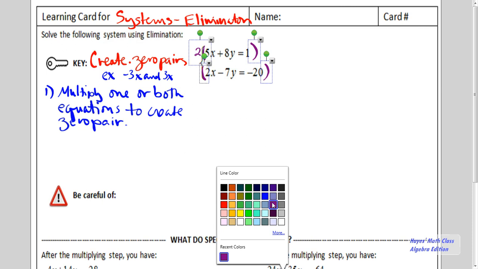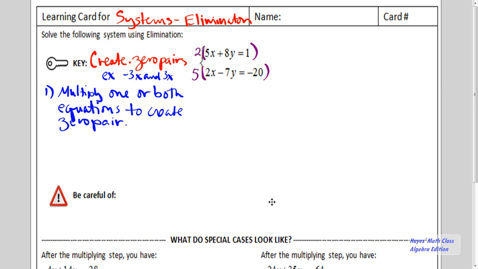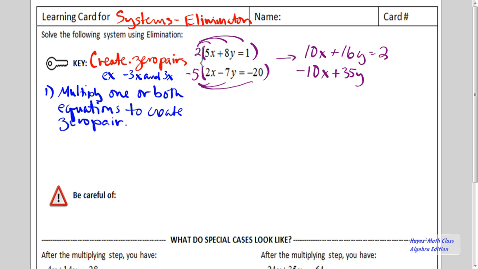So I'm going to multiply the top through by 2, I'm going to multiply the bottom through by 5, because when I do that, I'm going to get 10x in both. Now the thing is, we want a zero pair. We want them to be opposites. So I'm going to make the bottom one negative. And so when I multiply all this through, writing them over on the side oftentimes is an easier way to organize things. 10x plus 16y is going to equal 2. When I do it on the bottom, notice I get a negative 10x plus 35y is equal to 100.